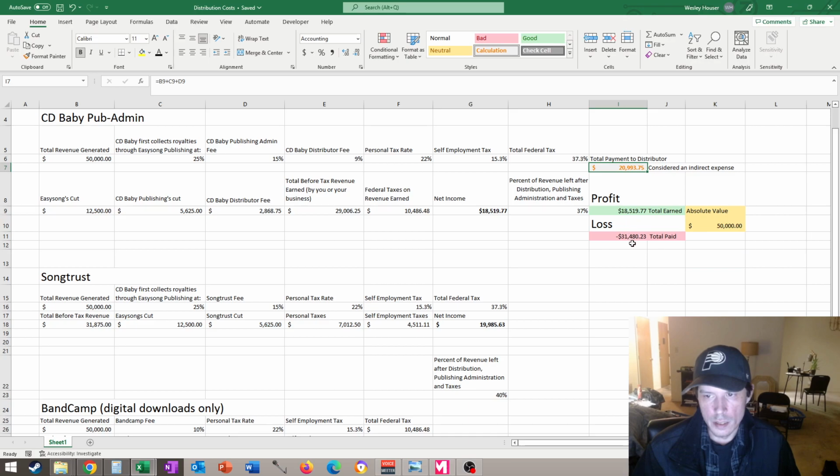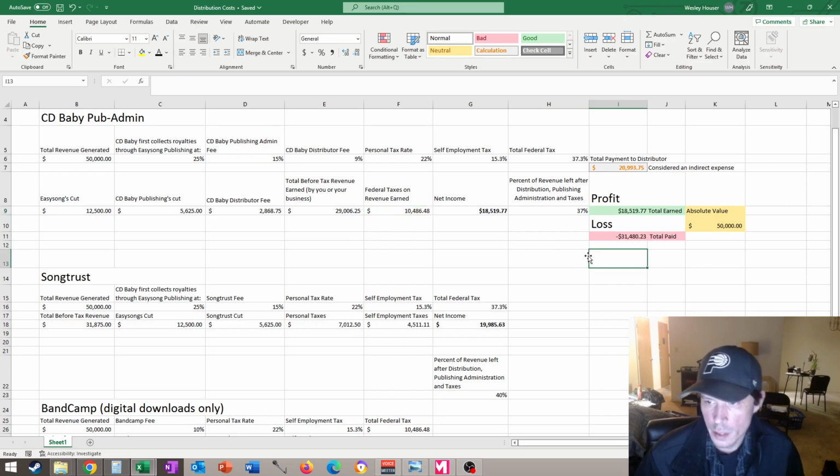So the reason that that's different is because if you do a deduction, it could either be before or after tax deductions. So these numbers could be different, but either way, you lost. This is just the total amount of money you lost from the total amount of revenue that was generated. This is what you paid to the distributor, and then your federal taxes on your revenue earned. You paid $10,000. You know what I mean?